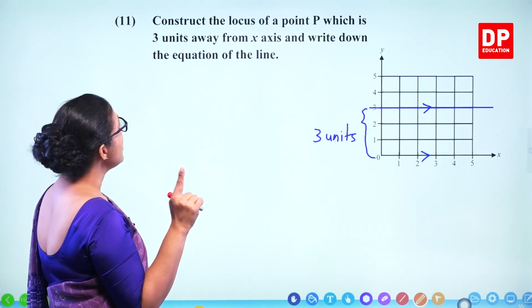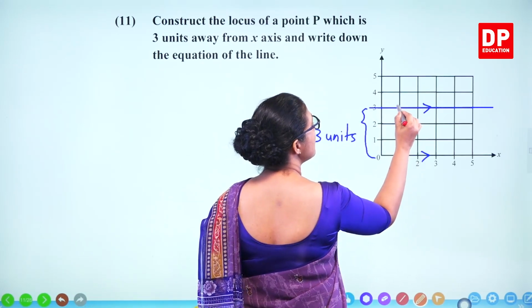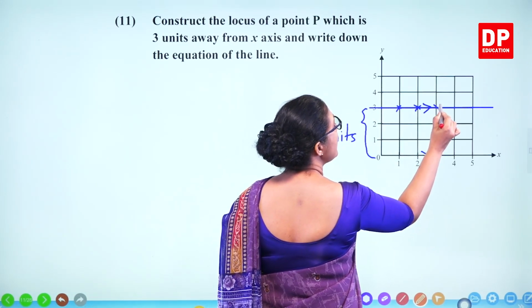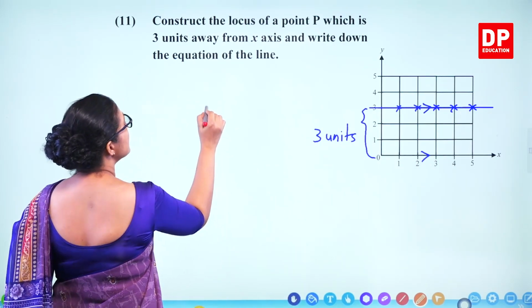And what's the equation of the line? The equation of the line is y equals 3. At any point, y is the same. That's 3. So y equals 3 line.